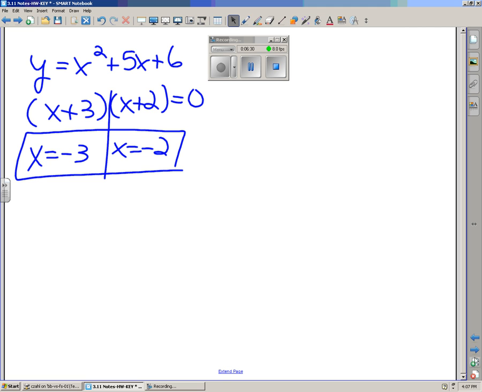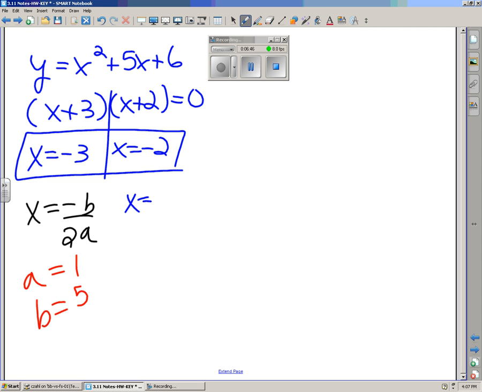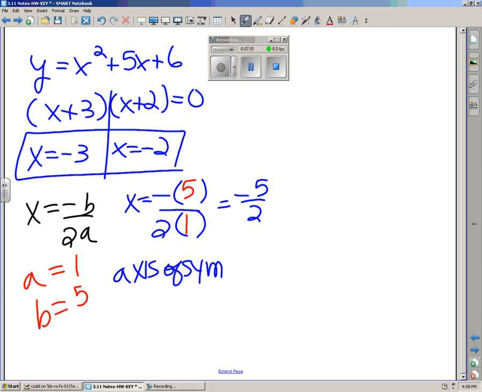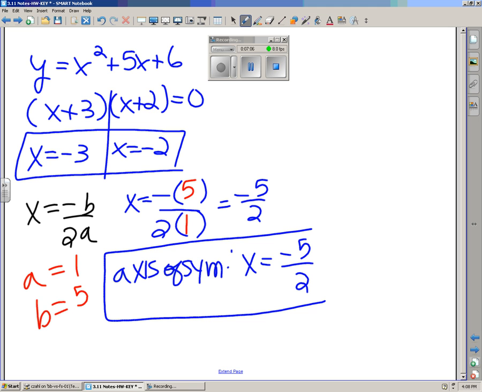The next part is to use the equation x equals negative b over 2a to find the axis of symmetry, understanding that a is 1, b is 5. So then x equals negative b over twice a, negative 5 over 2 times 1. Here you get a fraction, negative 5 halves, not a big deal. Axis of symmetry is x equals negative 5 halves. That's your second part.